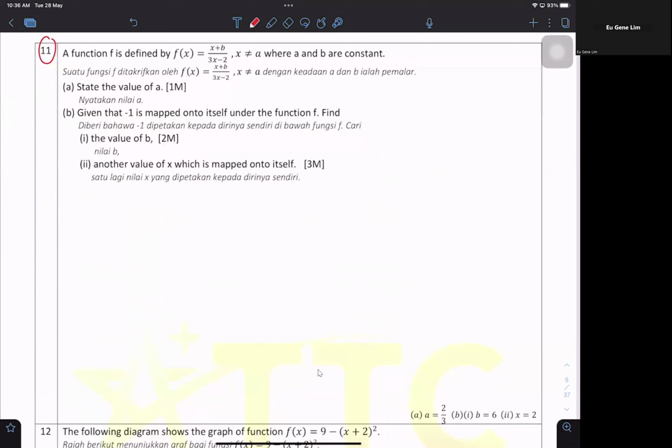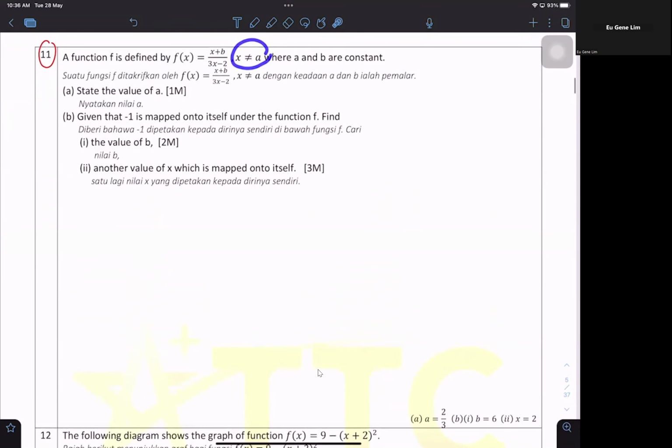Okay, how to find A now? Every time they say X cannot be something, it is always the denominator. Very good. It is always the denominator. Because you all know the denominator cannot equal 0, right? Yeah, you all know this. If the denominator equals 0, it will be math error, right?